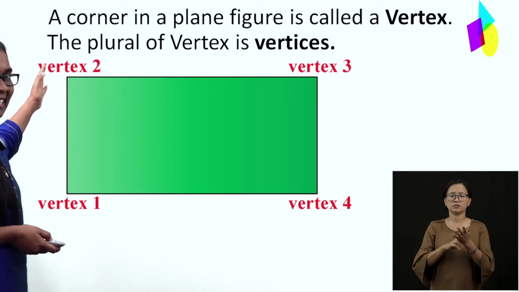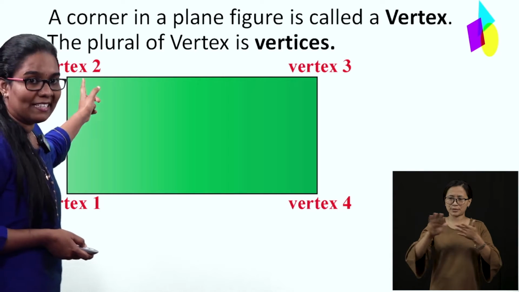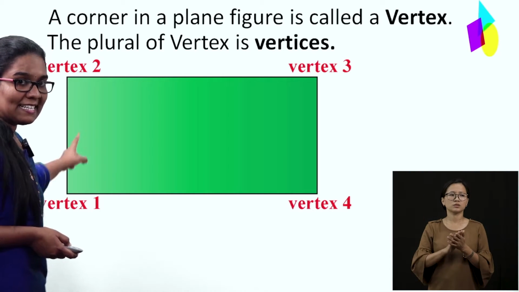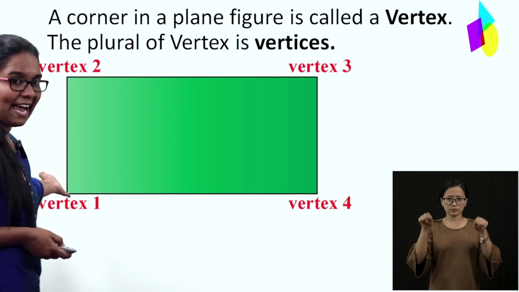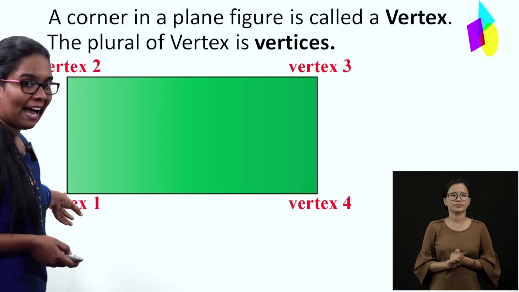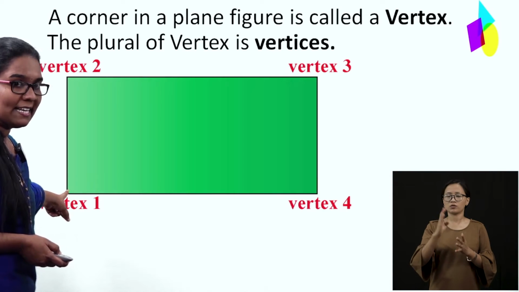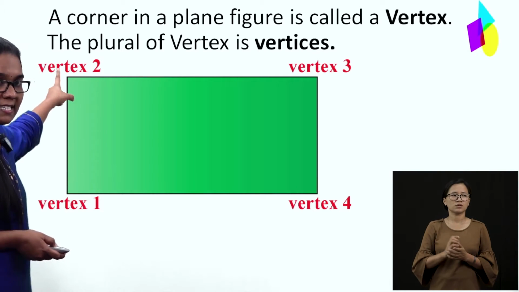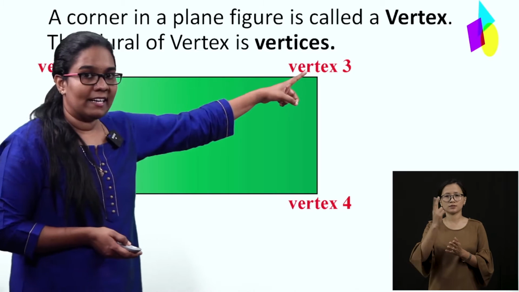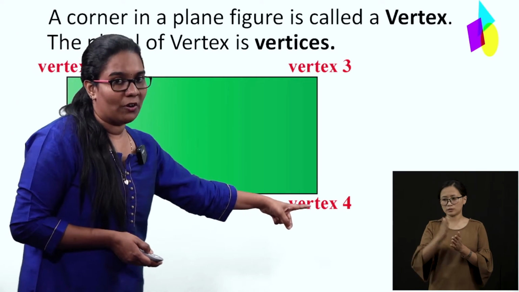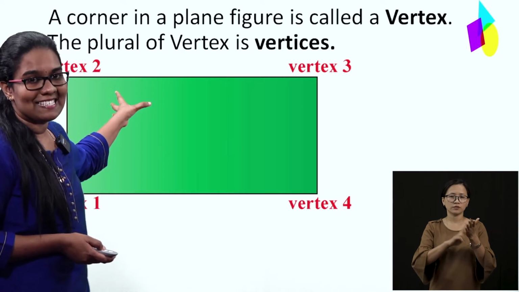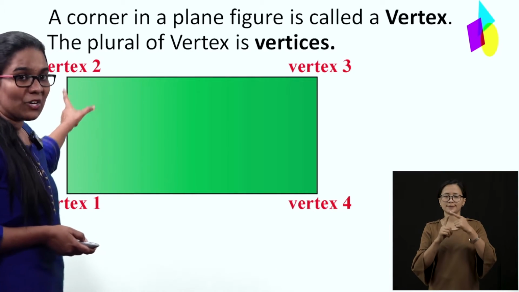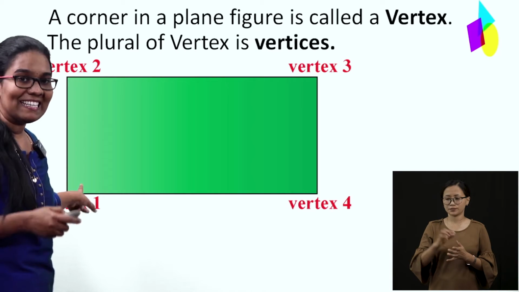A corner in a plane figure is called a vertex. This is a rectangle. This rectangle has four corners. This is the first corner, this is the second corner, this is the third corner and this is the fourth corner. These corners are called vertices, and each corner is called a vertex.